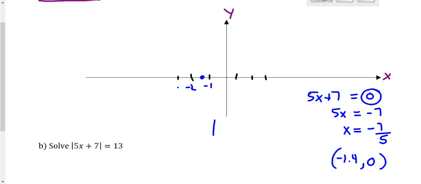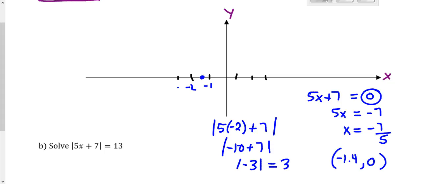So I have the absolute value of 5 times negative 2 plus 7. So this is negative 10 plus 7, absolute value of negative 3 is positive 3. So it's negative 2, positive 3, which is another point that I can plot. So negative 2, positive 1, 2, 3. And we'll put another point here.